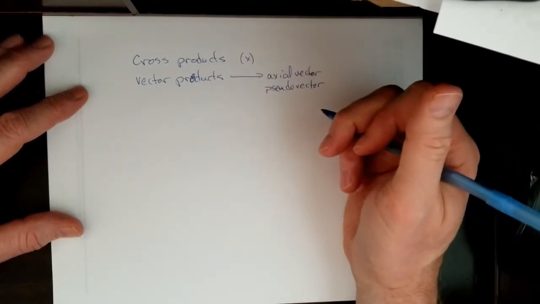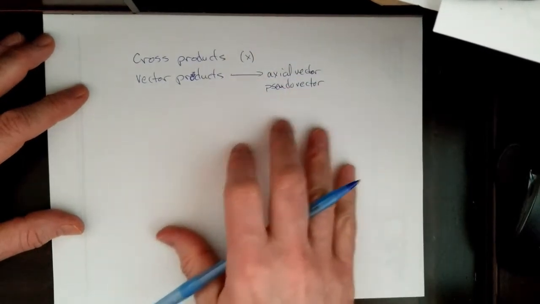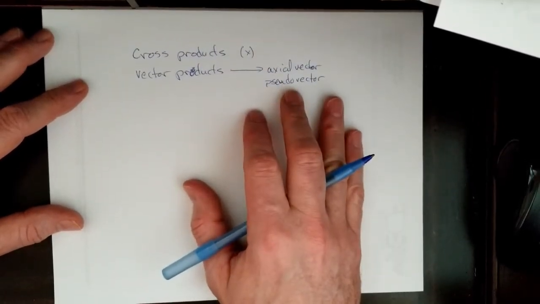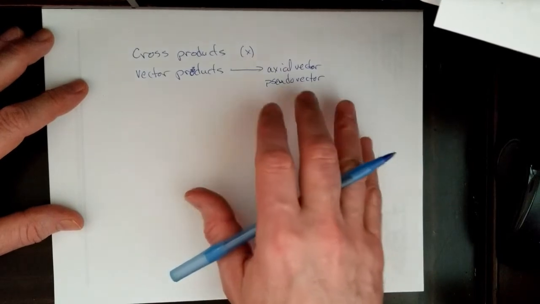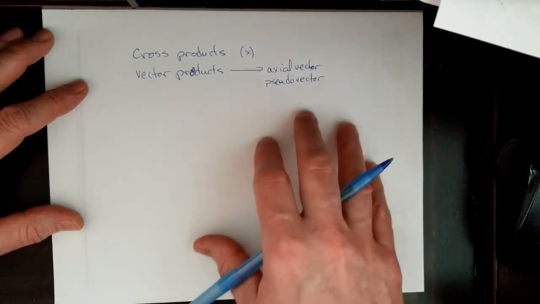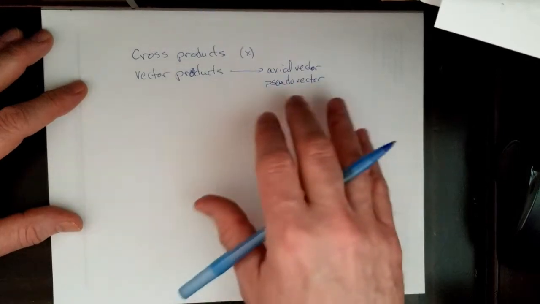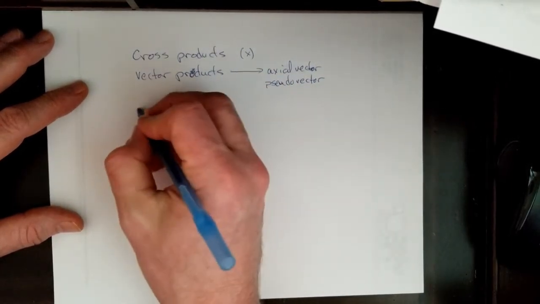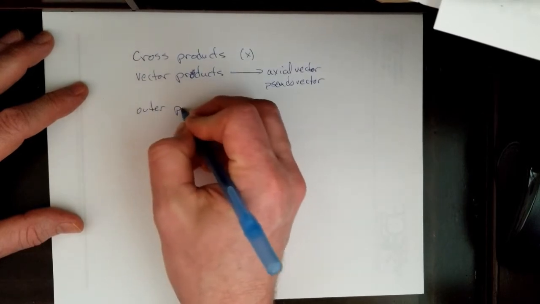It looks, smells, and tastes just like a vector, so you don't need to figure out how they are different, but this deals with reflection properties. There's one property in particular that vectors have that these do not, or that these have that the vectors do not, but that is beyond the scope of this course. This is also called an outer product.